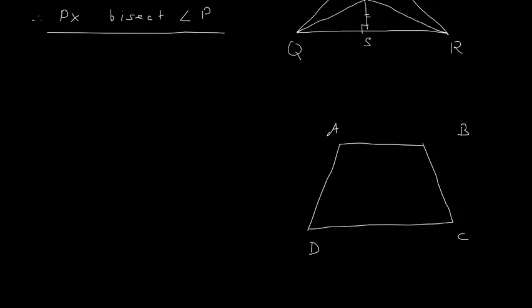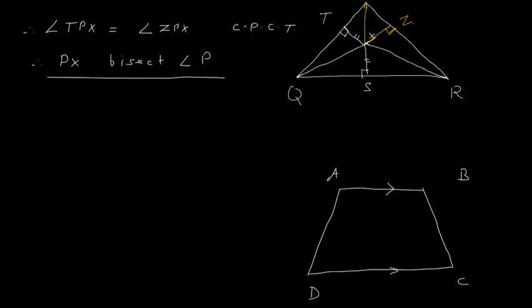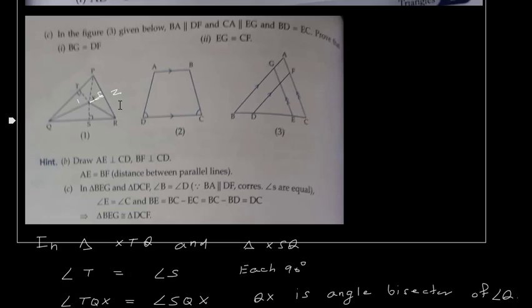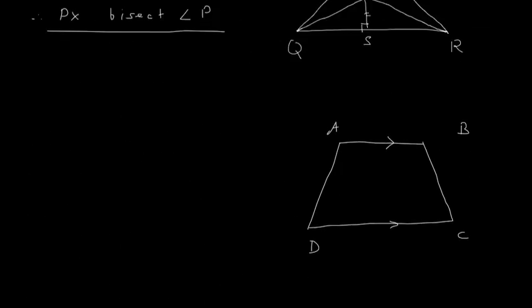A, B, C, D. And what is given? First, it is given that AB is parallel to DC. And one more thing they have given, that angle D and angle C are equal. So they have given angle D is equal to angle C. That is, base angles are given equal. Now I have to prove that AD and BC are equal.